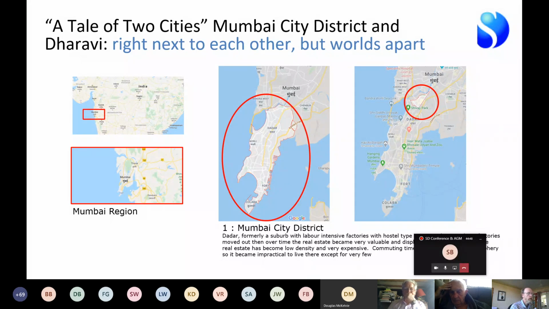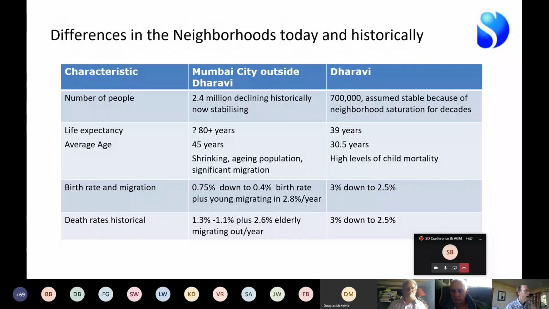So how is the outbreak actually going in these two different areas? Now, I've got very little time, so I can't go through the full detail of this. But we've got completely different circumstances in these two neighbourhoods, even though they are just hundreds of metres apart. In Mumbai City District, excluding Dharavi, we've got 2.4 million people, stabilising, slightly declining population. A pretty old age profile, the average age is 45 years. And the calculations imply that life expectancy is 80, but we're a bit sceptical about that. But it's a pretty old population, and there's significant emigration from that district.